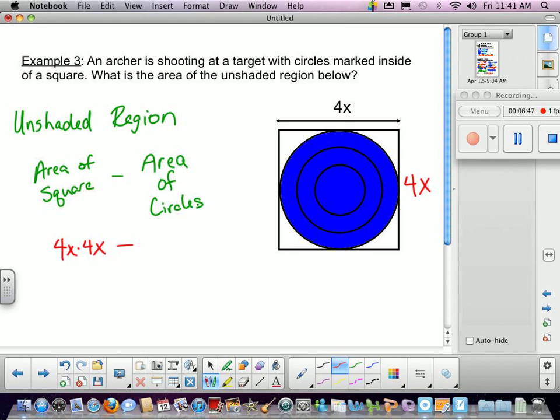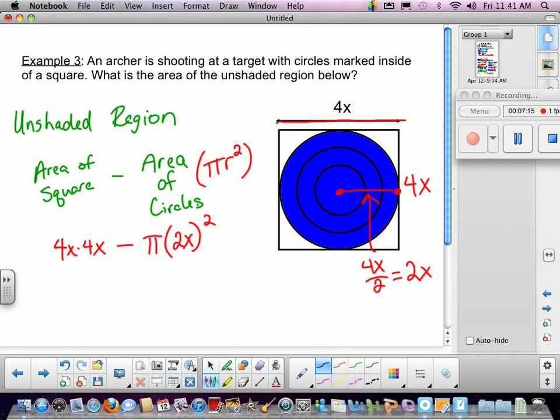In order to figure out the area of the circle, pi r squared. So we need a radius. Well, the entire diameter is 4x. So in order to figure out the radius, we do 4x divided by 2, we get 2x. So this is going to be pi times 2x squared. So 4x times 4x would give us 16x squared minus 4x squared pi.